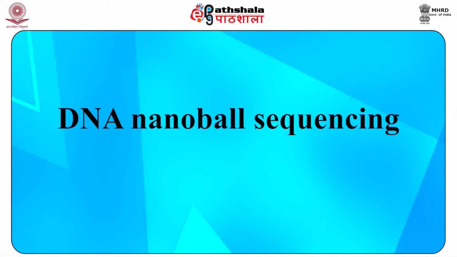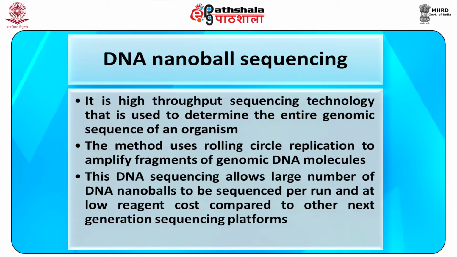Another technique is DNA nanoball sequencing. It is a high throughput sequencing technology that is used to determine the entire genomic sequence of an organism. The method uses rolling circle replication to amplify fragments of genomic DNA. This DNA sequencing allows a large number of DNA nanoballs to be sequenced per run and at low reagent cost compared to other next generation sequencing platforms.